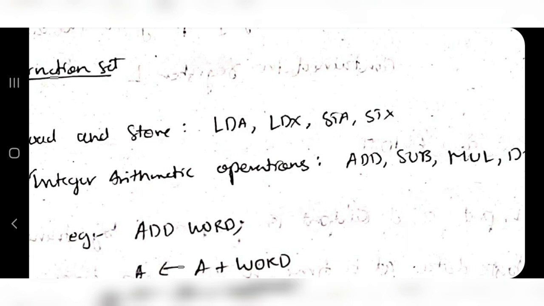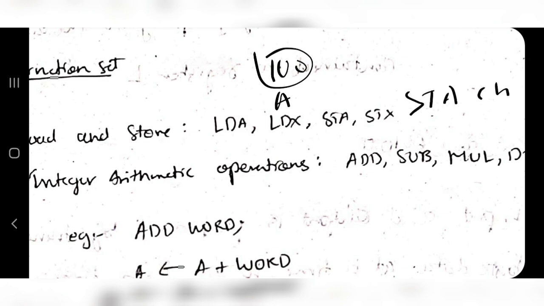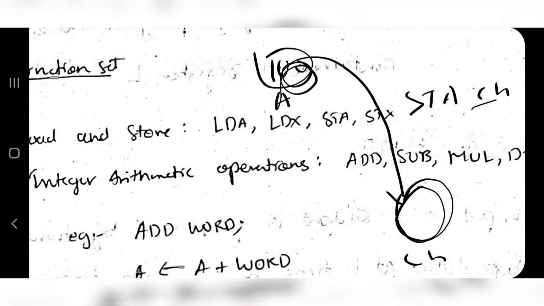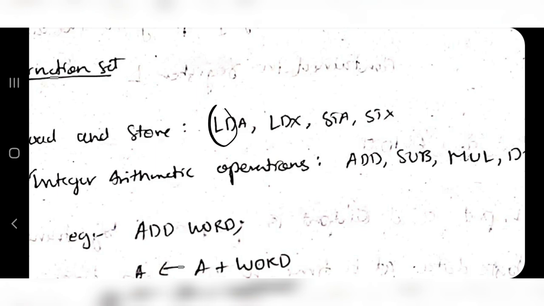Store A: suppose initially A has something like 100, and you write STA CH. CH is another variable in the memory. So whatever is stored in A will be stored in CH. That is the main difference between LD and ST. Don't worry for now; when you solve numericals, you will understand better what LD and ST exactly do.